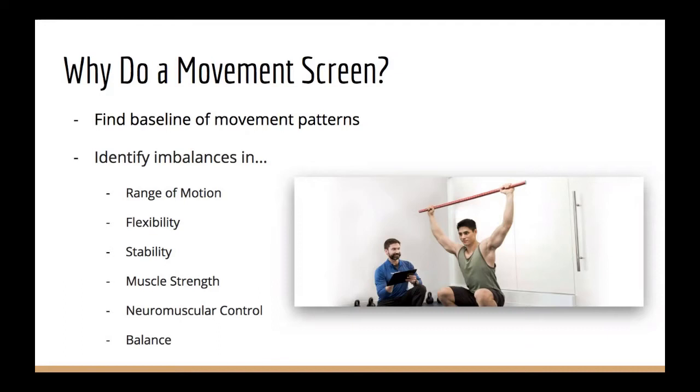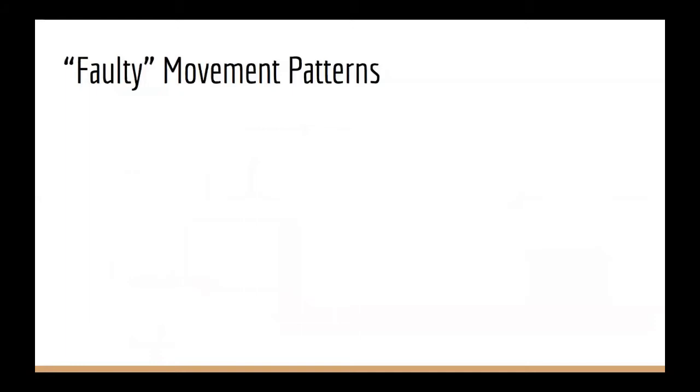Essentially, because, like we said, we're trying to find a baseline of how this client moves and what's comfortable for them. This will also give us some ideas on maybe some imbalances that they may have, either asymmetrically or symmetrically. And that could be anything in that list you see to the left.